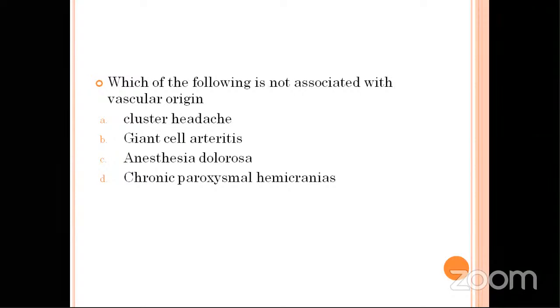So which of the following is not associated with vascular origin? Cluster headache, giant cell arteritis, anesthesia dolorosa, chronic paroxysmal hemicranias. Okay. The one that is not of vascular origin is anesthesia dolorosa. Anesthesia dolorosa is an anesthetic feeling which is seen in a particular area even after the effect of the anesthesia is gone. Okay, but the other types are associated with headaches.